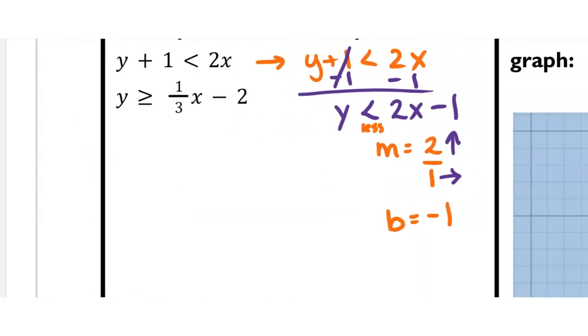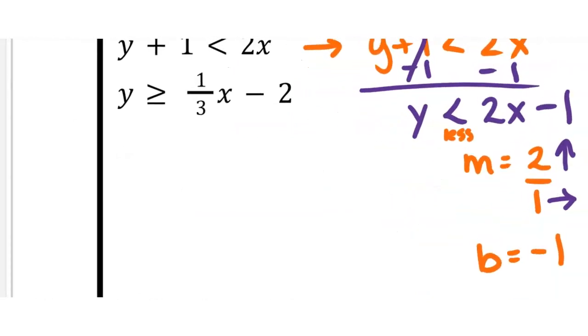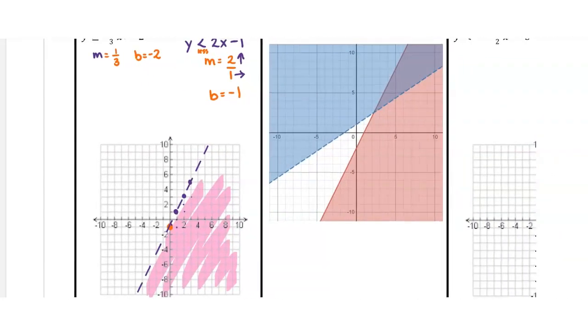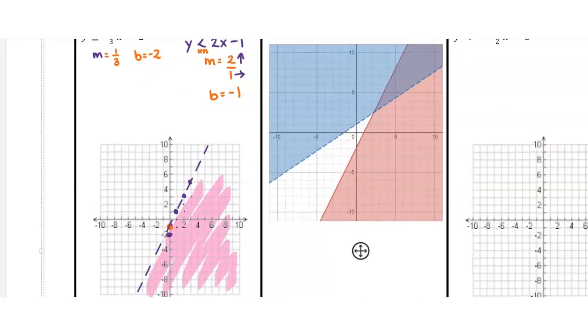The next inequality is already in slope-intercept form, so all we have to do is identify my m, which is my slope. That's 1 over 3, and then my b, or my y-intercept, is -2. So let's plot our first point at -2, and then we're going to move 3 to the right and 1 up. So 1, 2, 3 to the right, 1 up, and again, 3 to the right, and then 1 up.